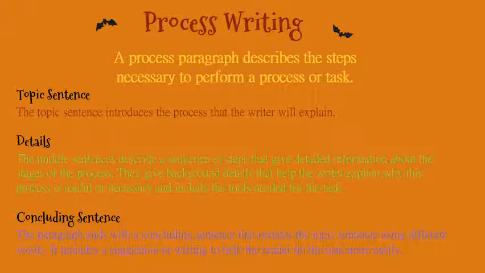So what should I mention in the details? The middle sentences or the details describe a sequence of steps. They should describe the steps that give detailed information about the stages of the process. They give background details that help the writer explain why this process is useful or necessary and include the tools needed for the task. And last, we have to close the paragraph with a concluding sentence. The paragraph ends with a concluding sentence that restates the topic sentence using different words. It includes a suggestion or writing to help the reader do the task more easily.